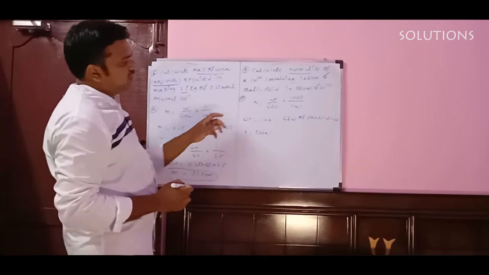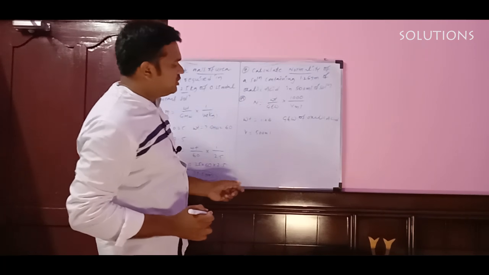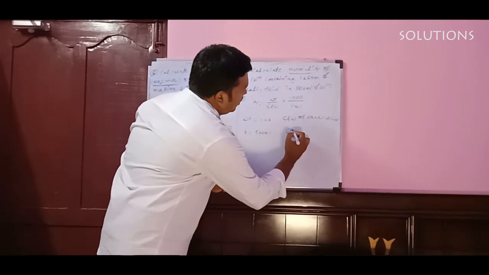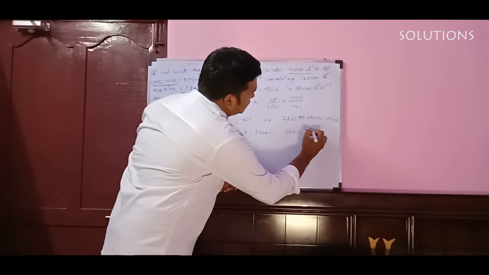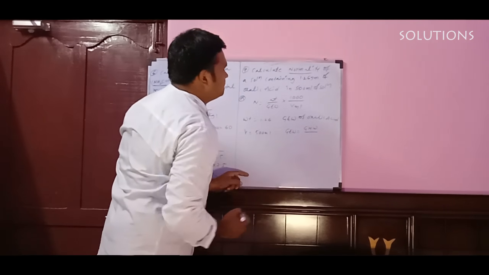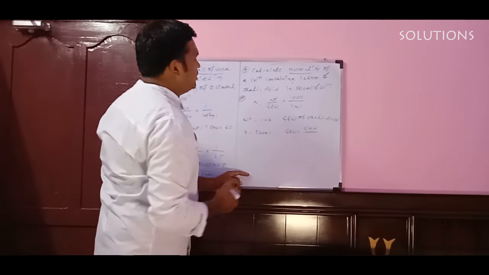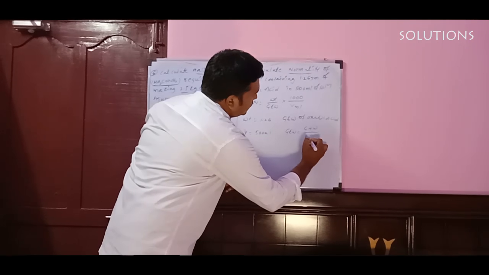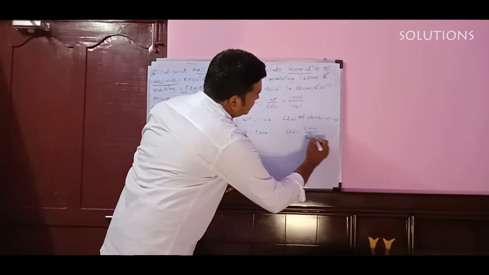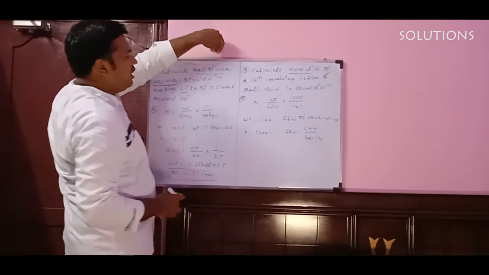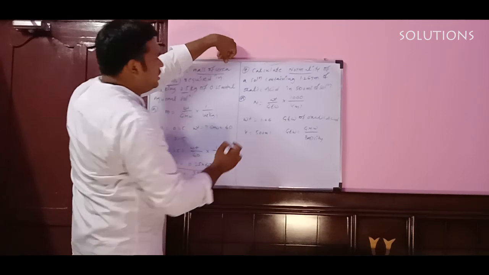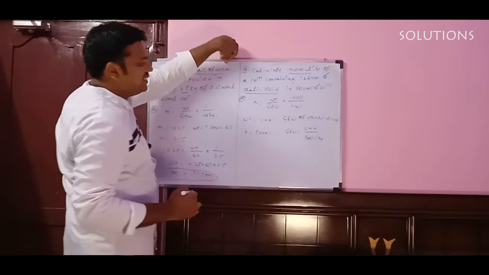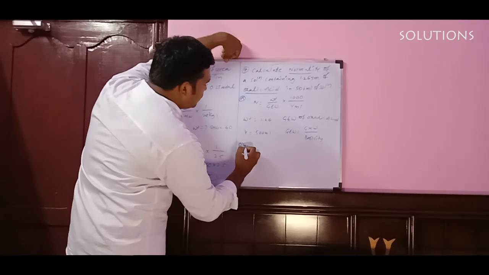Already discussed in the normality concept. Gram equivalent weight, what is the formula? Gram equivalent weight is equal to gram molecular weight by basicity. So generally we have to know the formula of oxalic acid. Oxalic acid formula.